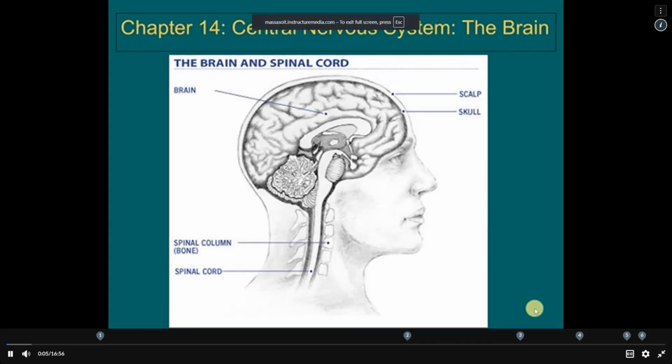This video is on the central nervous system. Remember that the nervous system consists of two major divisions: the central nervous system, which consists of the brain and the spinal cord, and the peripheral nervous system, which consists of all the nerves outside of the brain and spinal cord. In this chapter, we're going to focus on the brain.